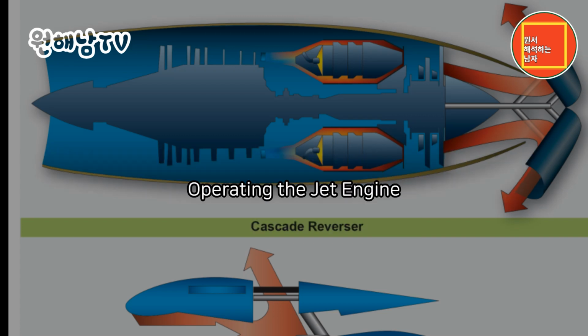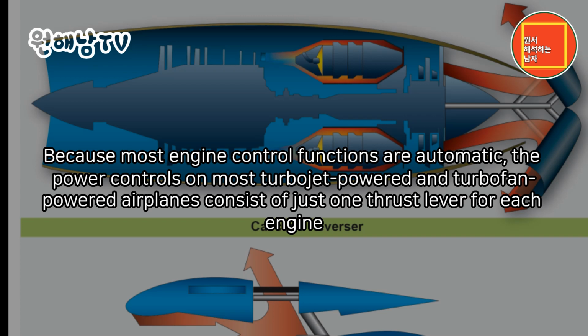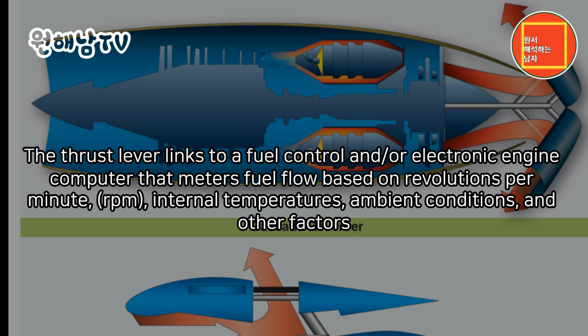Operating the jet engine. In a jet engine, the amount of fuel injected into the combustion chamber controls thrust. Because most engine control functions are automatic, the power controls on most turbojet-powered and turbofan-powered airplanes consist of just one thrust lever for each engine. The thrust lever links to a fuel control and/or electronic engine computer that meters fuel flow based on revolutions per minute, RPM, internal temperatures, ambient conditions, and other factors.